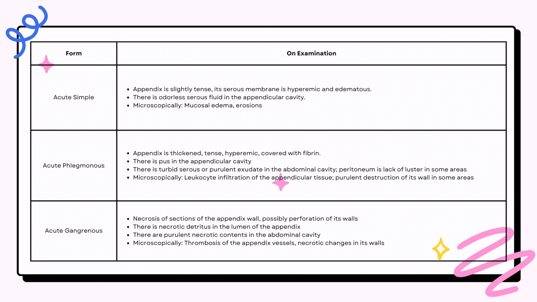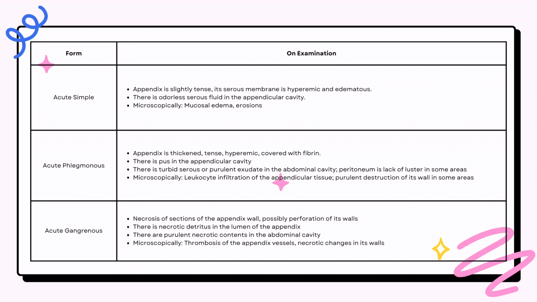According to the morphology, we have three types of acute appendicitis. That is acute simple, acute phlegmonous, and acute gangrenous. For acute simple, the appendix is slightly tense, and its serous membrane is hyperemic and edematous. And there is odorless serous fluid in the appendicular cavity. Microscopically, there is mucosal edema and erosions.